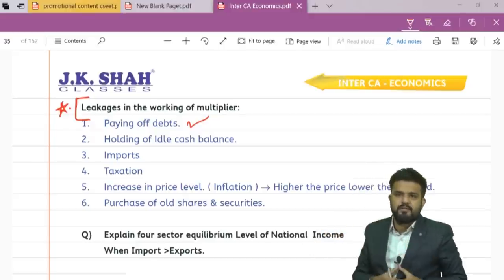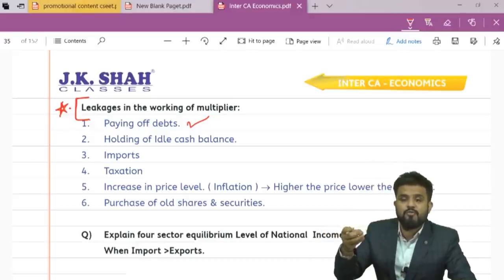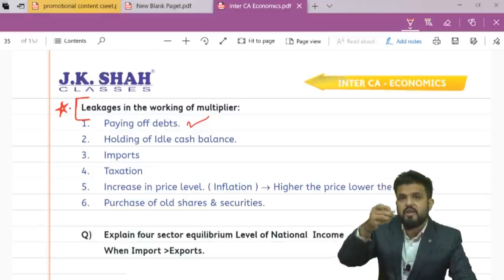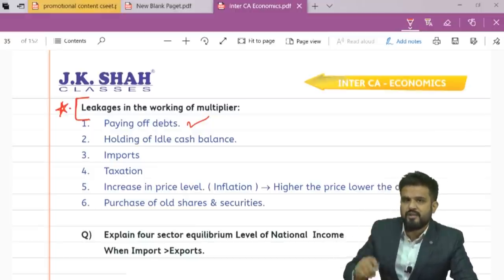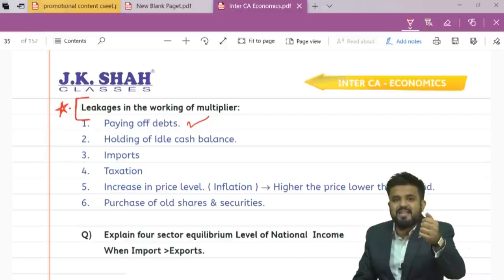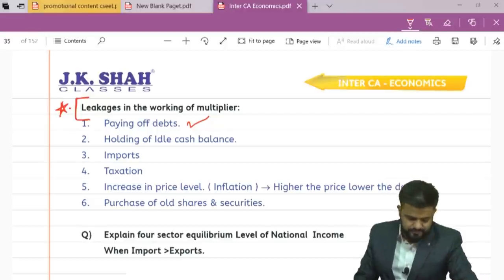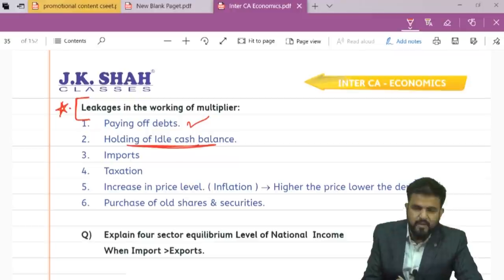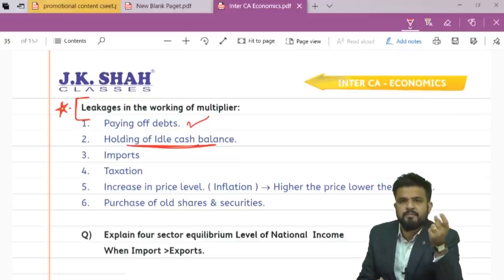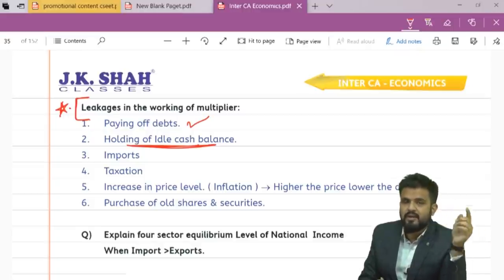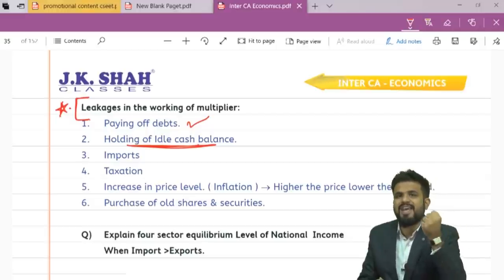Unproductive expenditure. The same money could have been used for some development of infrastructure. It could have been an injection. So paying off debt is not productive. Next, holding of idle cash balance. Cash in hand, not good. Money should be kept in the bank. The bank will use that money for giving loans, and your savings will get converted into investment. The multiplier process will start fast. So holding cash in hand is a leakage.